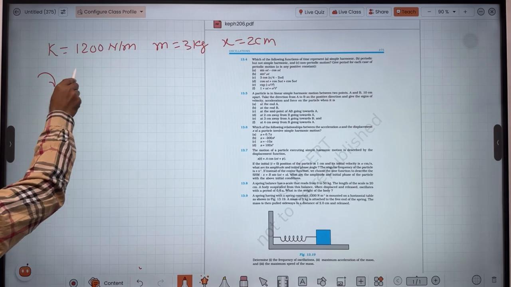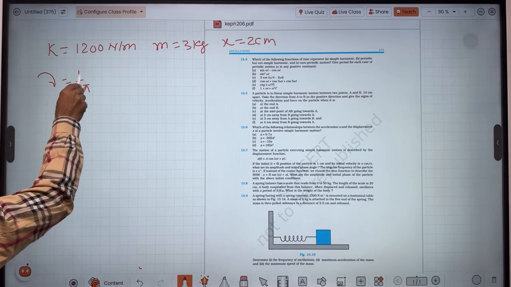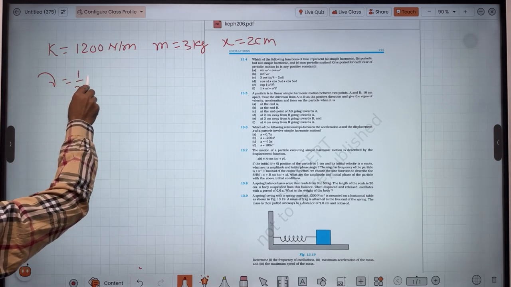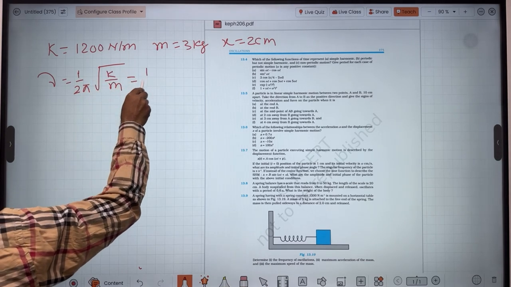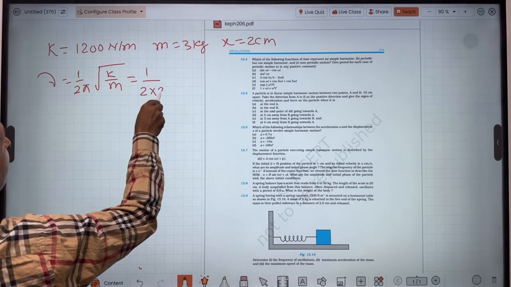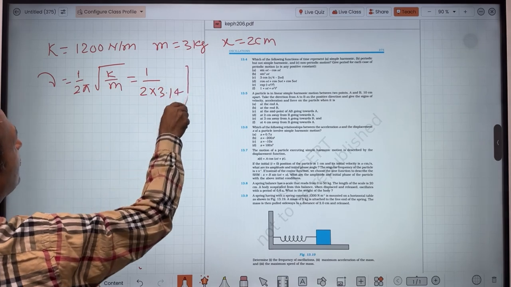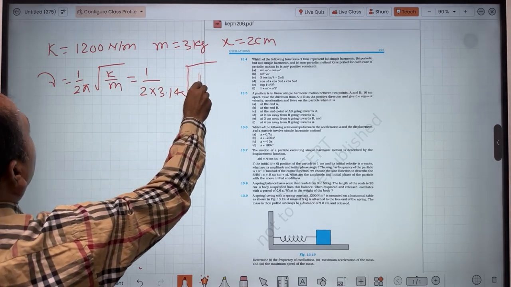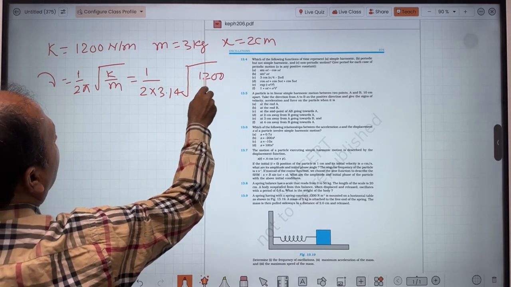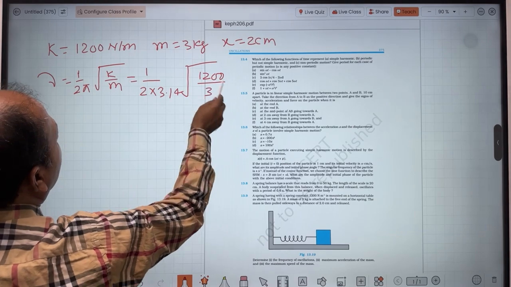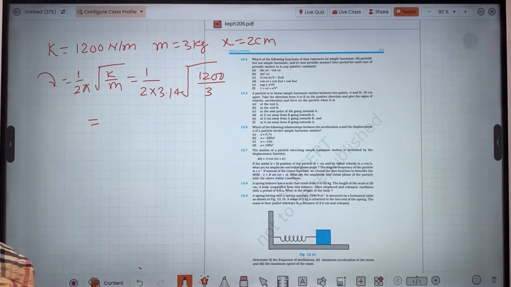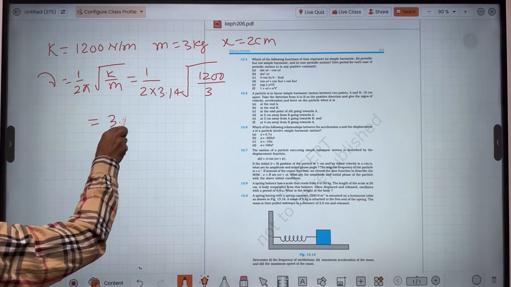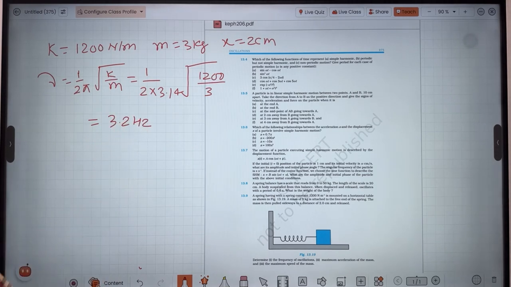So nu is given by 1 upon 2 pi and then square root of k upon m. We can put the values: 1 upon 2 into 3.14, square root of k, k is 1200 divided by 3. So it will give 20, and then 20 divided by this much. So it will give 3.2 hertz. So it is simple, right?